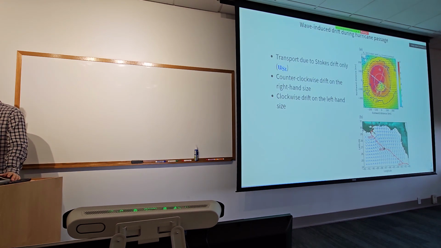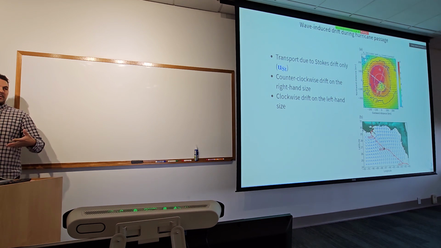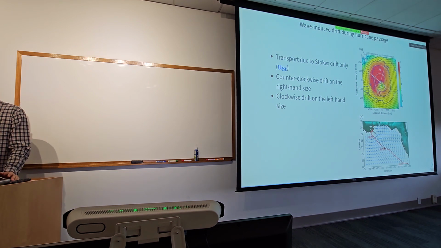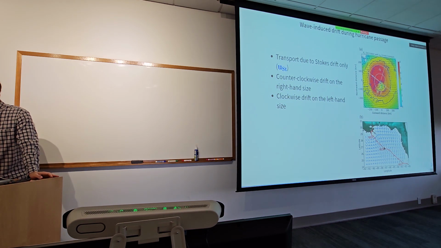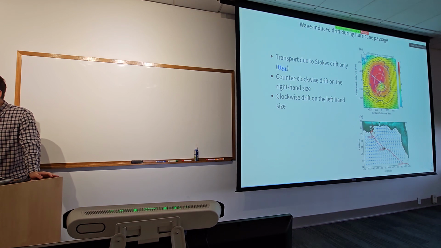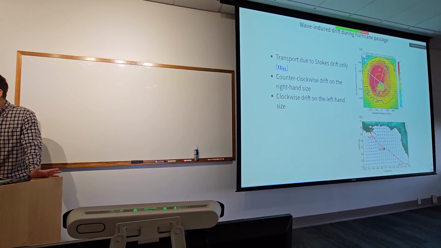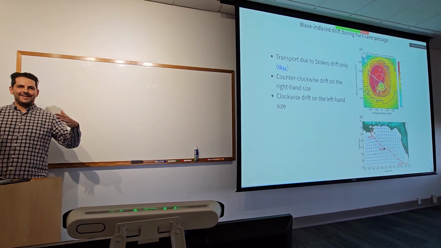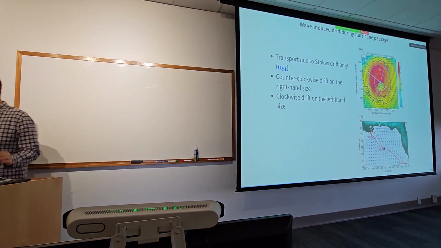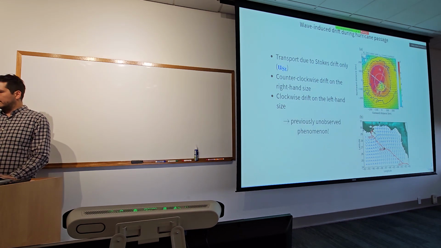But we can look at what's the transport due to Stokes drift only on a regional scale. And if we do that and simulate trajectories using just Stokes drift during the hurricane passage, it turns out you get a clockwise drift on the right-hand side, sorry, that's clockwise, and counterclockwise on the left-hand side. But there is a very distinct and asymmetric pattern here that has been previously unobserved.